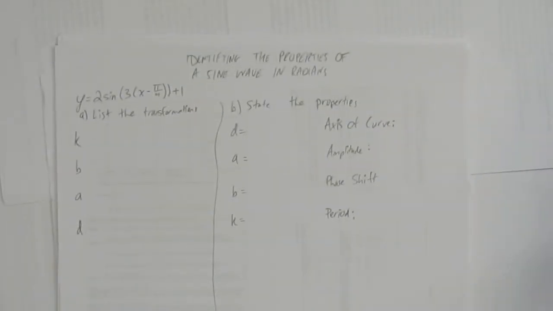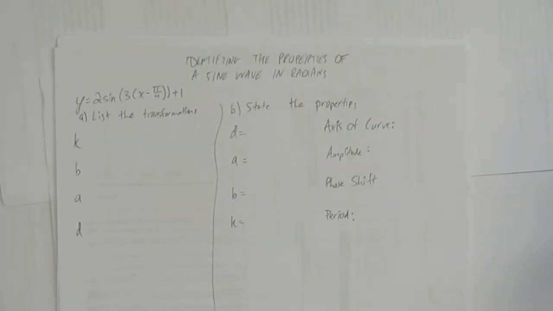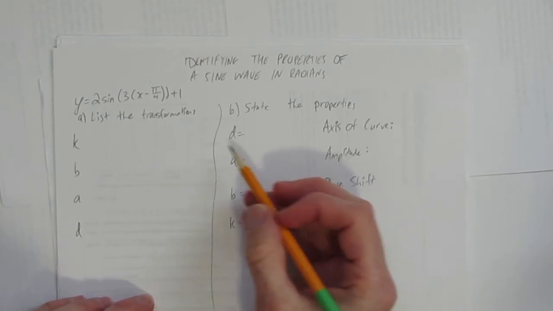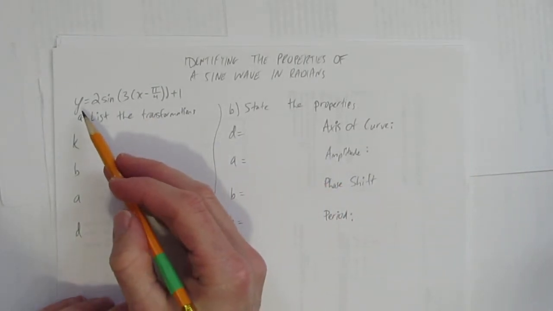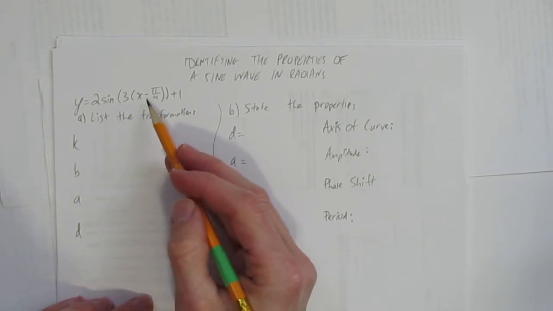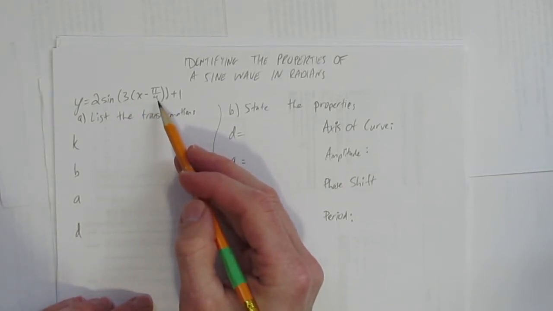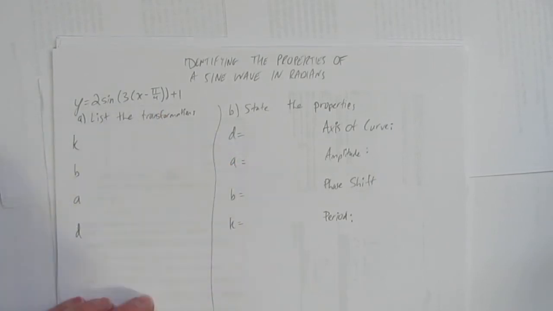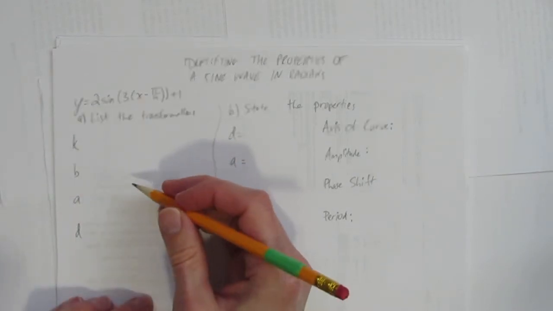In this video, we'll look at identifying the properties of a sine wave in radians. This is the exact same video as identifying the properties of a sine wave that I did in degrees, except the equation y equals 2 sine of 3 x minus pi over 4 plus 1 is now in radians with this pi over 4. Let's list the transformations in order.